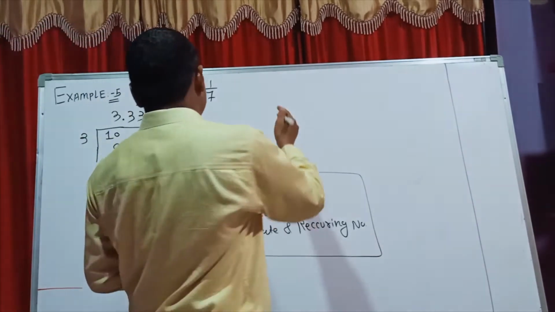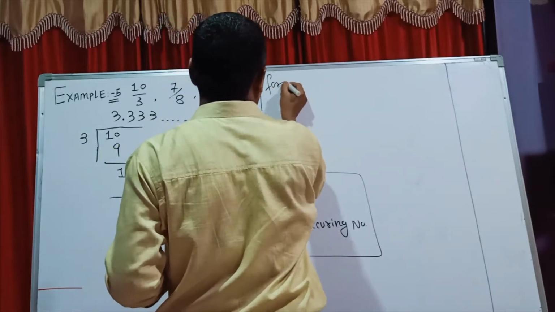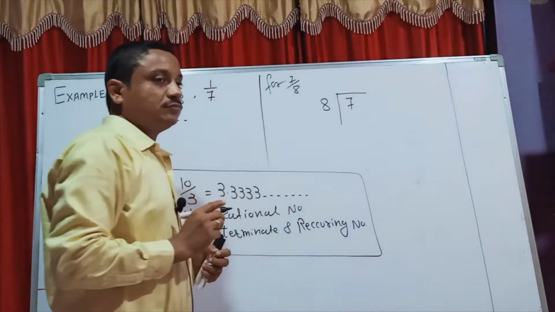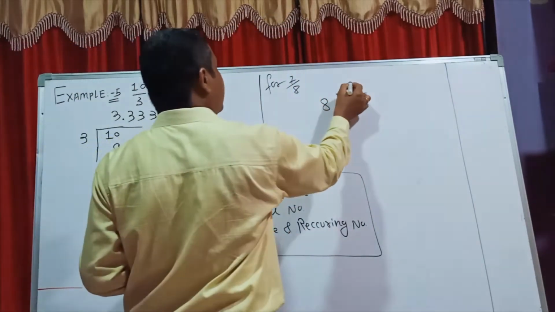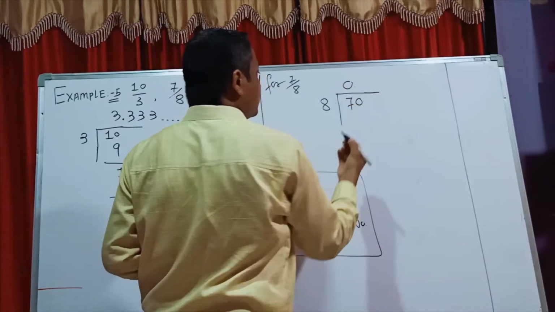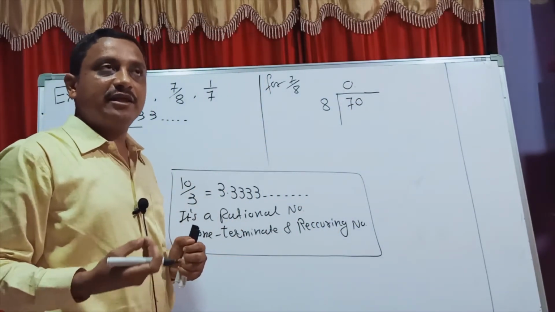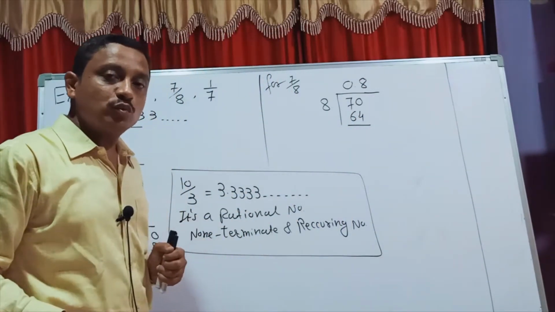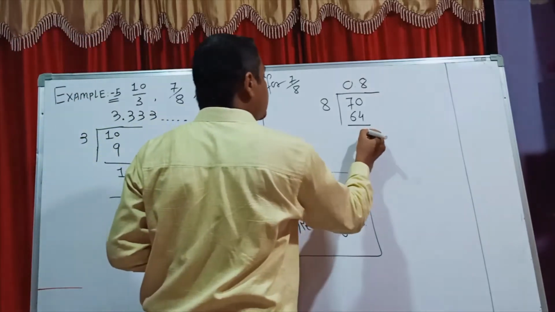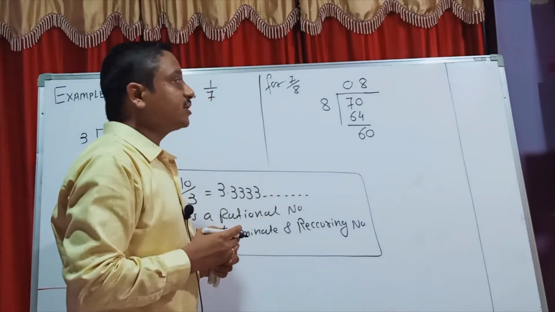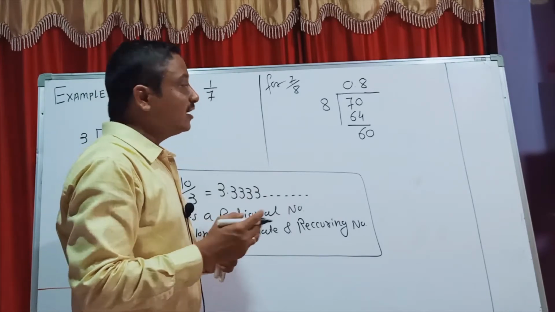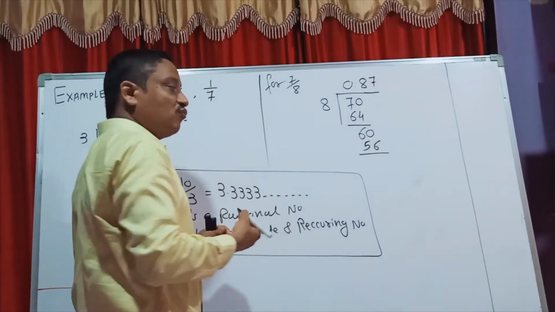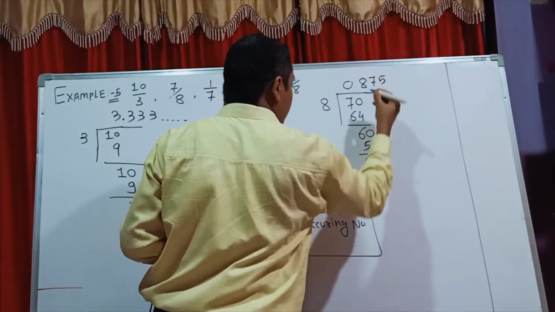Ahead to 7 by 8. 7 by 8 also, just apply long division here, 7 and here 8. You know that 0 point definitely comes, and here 70. In the 8 table, nearest to 70, 8 8s are 64, 8 9s are 72. So 64. Next, how many remaining? 6 remaining. So 60. Now 8 7s are 56. Remaining 4. So 40. And 8 5s are 40.